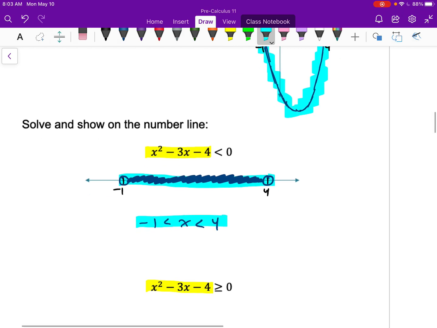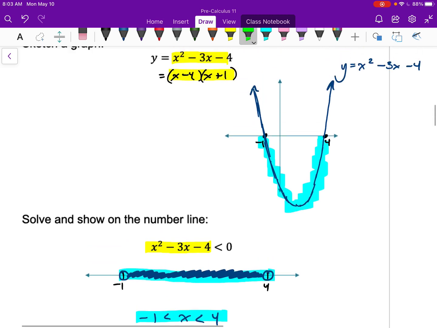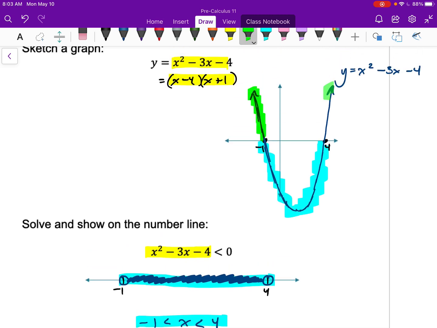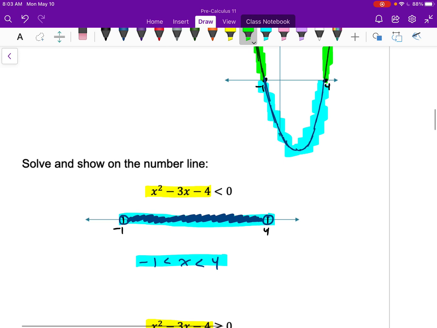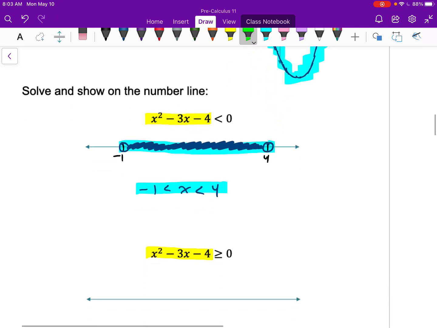And so similarly, where is x squared minus 3x minus 4 greater than or equal to 0? Well, that's in these two intervals up here. I'm trying to find where it's greater than or equal to 0, so I want to include the numbers -1 and 4, because at those points, the output is exactly 0. So on a number line, it's going to be two separate intervals.